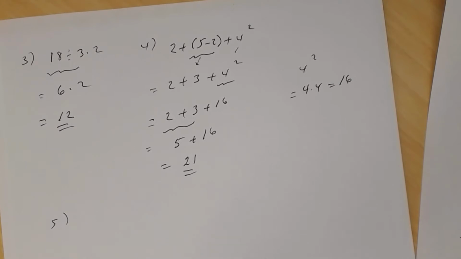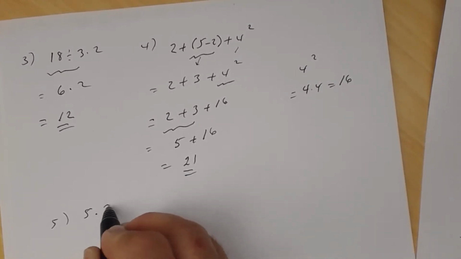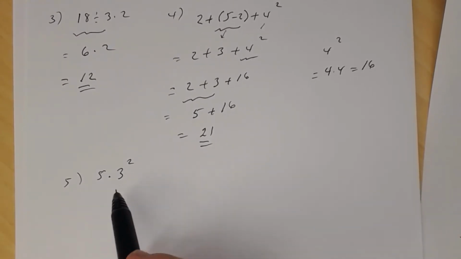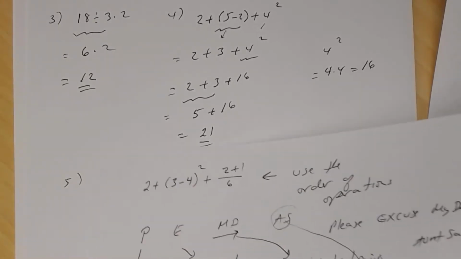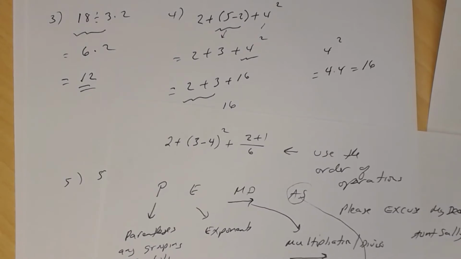Okay, suppose now I had this. Suppose I had 5 times 3 squared. Again, remember the operations I have here. It's good to look at the operations I have: multiplication and exponent. According to our order of operations, exponent comes before multiplication.